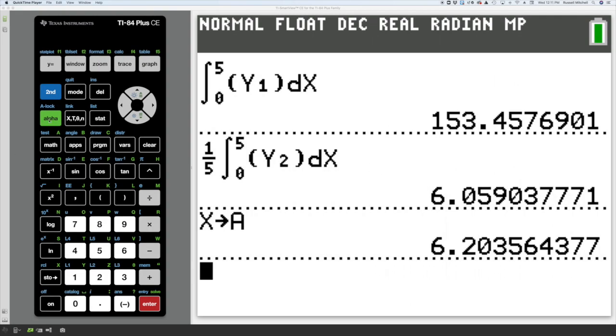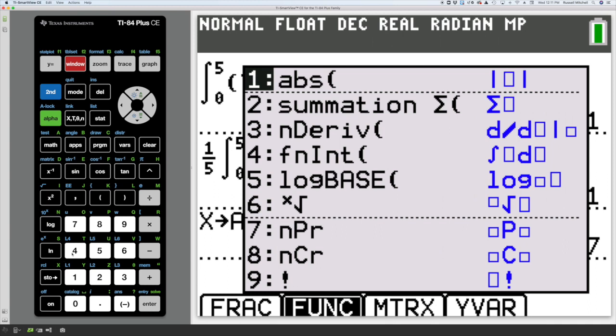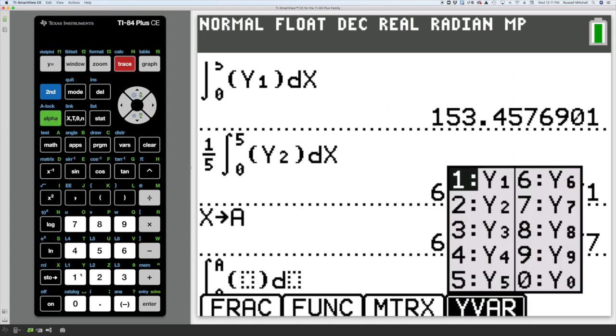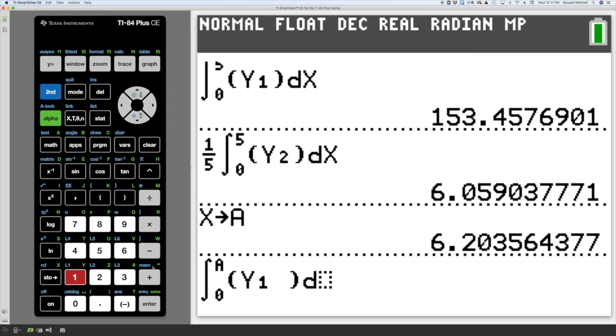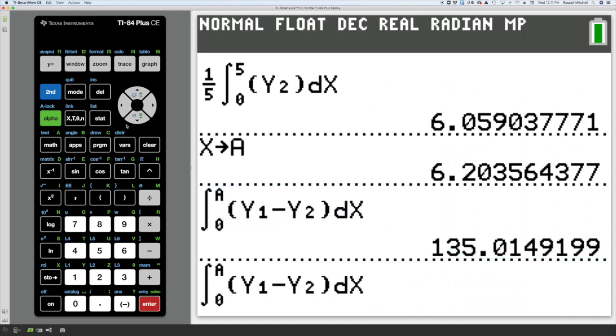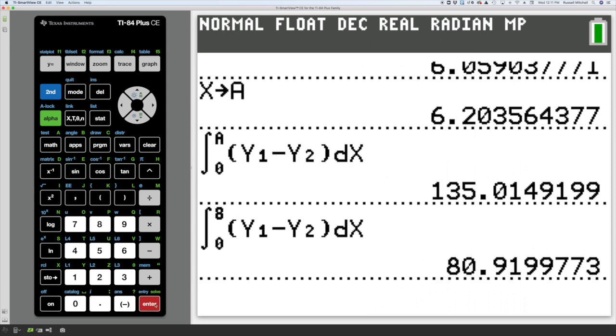Okay, so we go to alpha window, and we're going to integrate, so number 4, from 0 to this a value. So alpha a, and then y1, because that's the rate at which fish are entering, minus the rate at which they're leaving, which is y2, and then dx. And then we also want to go from 0 to 8, so I'm going to copy this and replace the A with 8. That'll be faster. So this one is going to happen at this time A, 6.204.